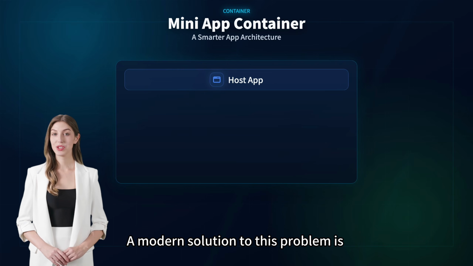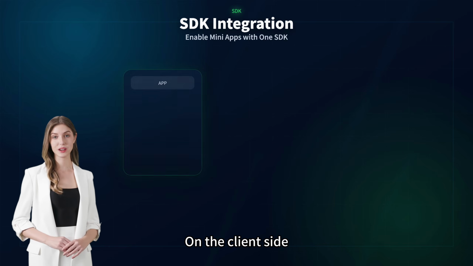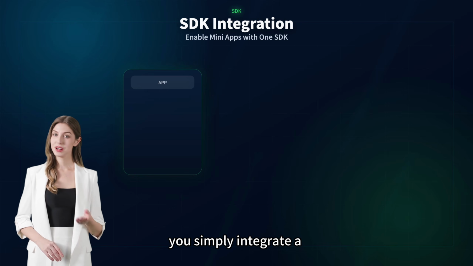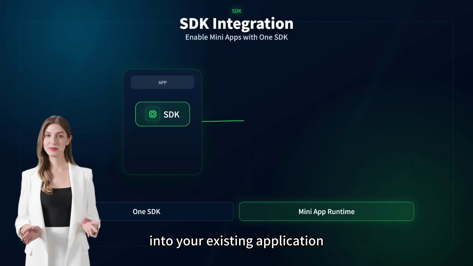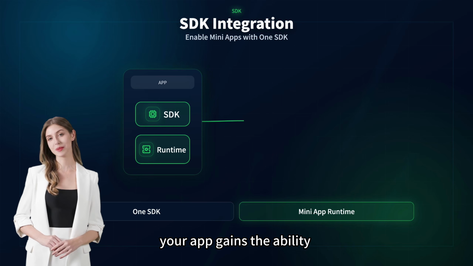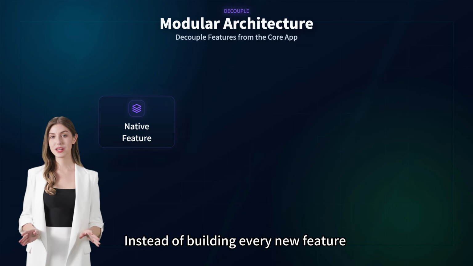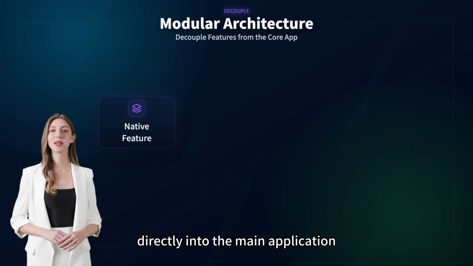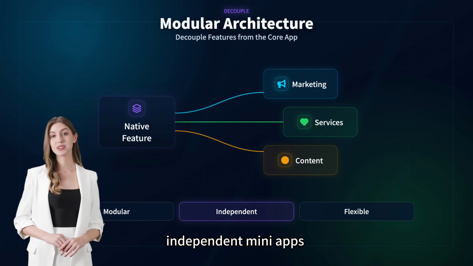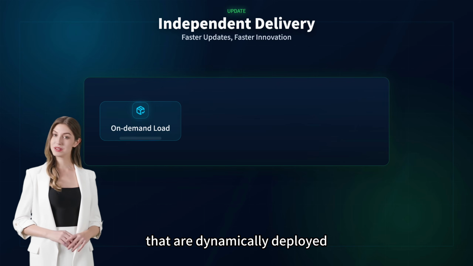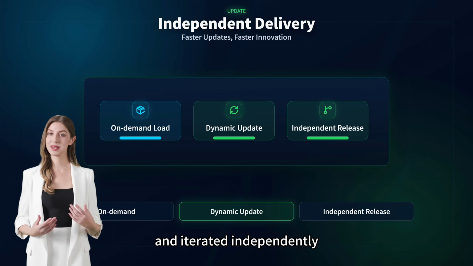A modern solution to this problem is a mini app container architecture. On the client side, you simply integrate a lightweight Mini App SDK into your existing application. Once integrated, your app gains the ability to run mini apps natively. Instead of building every new feature directly into the main application, functionality can be modularized into independent mini apps that are dynamically deployed, updated on demand, and iterated independently.